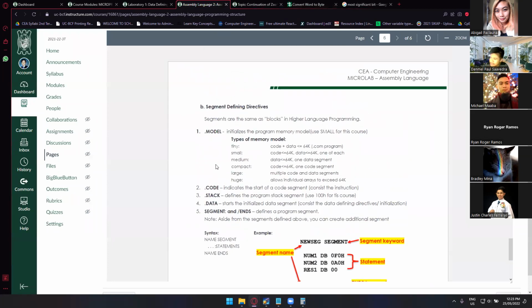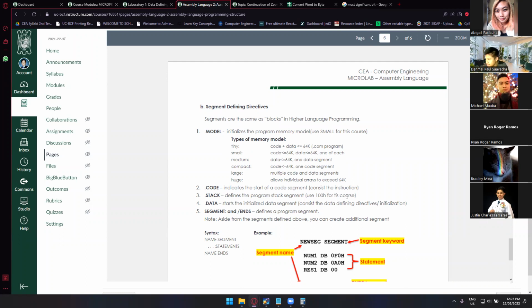And then here is the summary. So segments are the same as blocks in higher language programming. And then the .model, again, just use small for this course. We have these types of memory: tiny, small, medium, compact, large, and then huge. And then their sizes. And then we have the .code, which indicates the start of the code segment, which consists of instructions. And then we have the .stack, which defines the program stack segment.